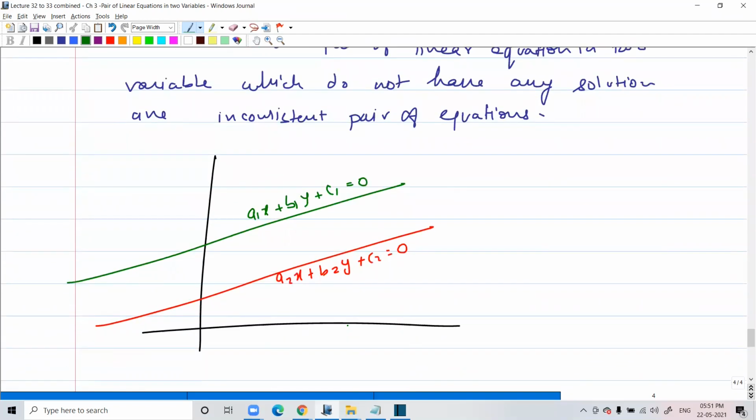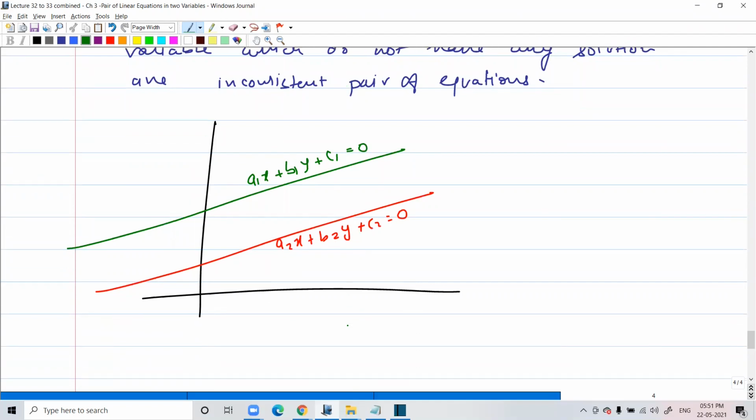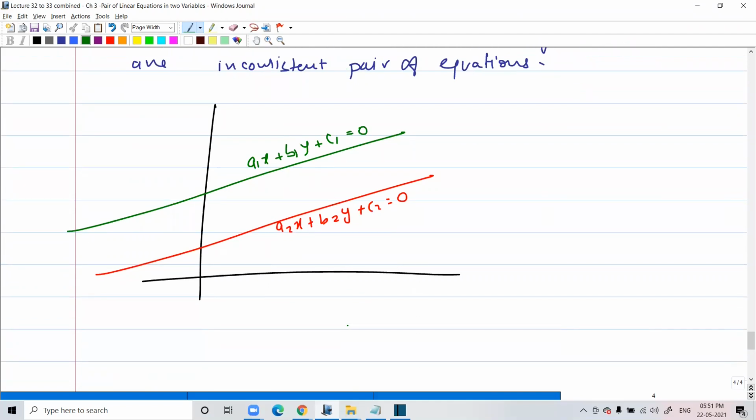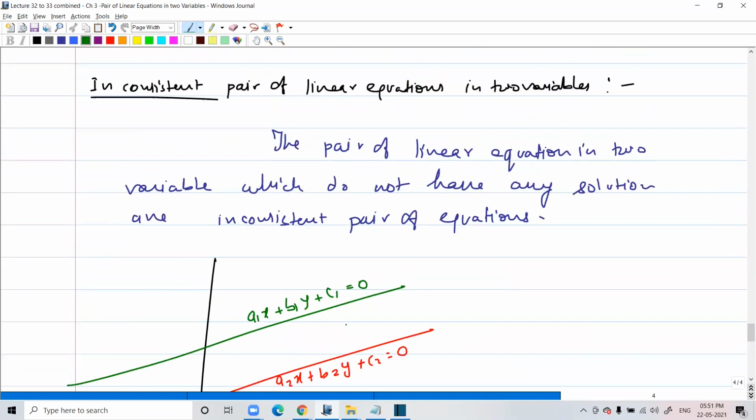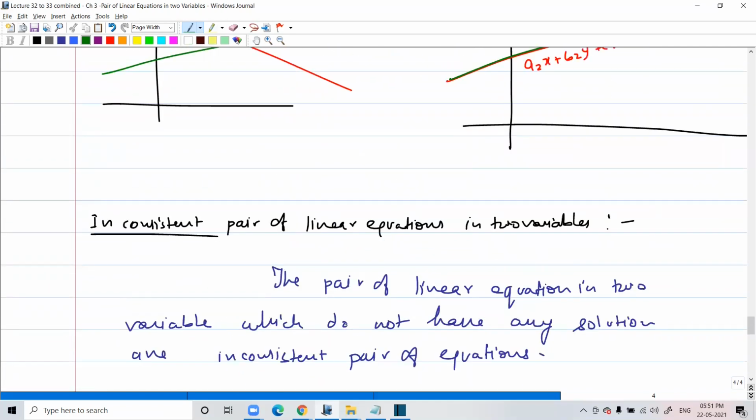But how do you know if you don't know the graph? Do you always have to draw the graph? No. There is a shortcut way, or there is a formula to directly find out whether the equations are consistent or not, and if they are consistent, how many solutions they have. There is a formula for that. So let's learn that formula.